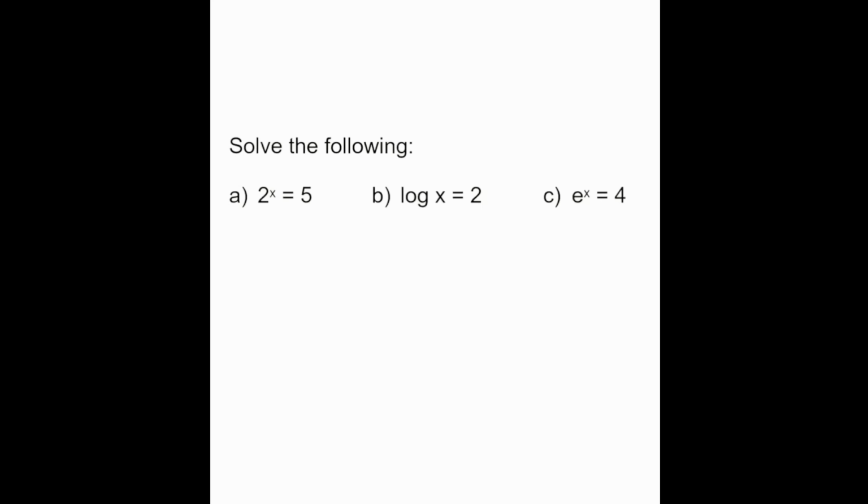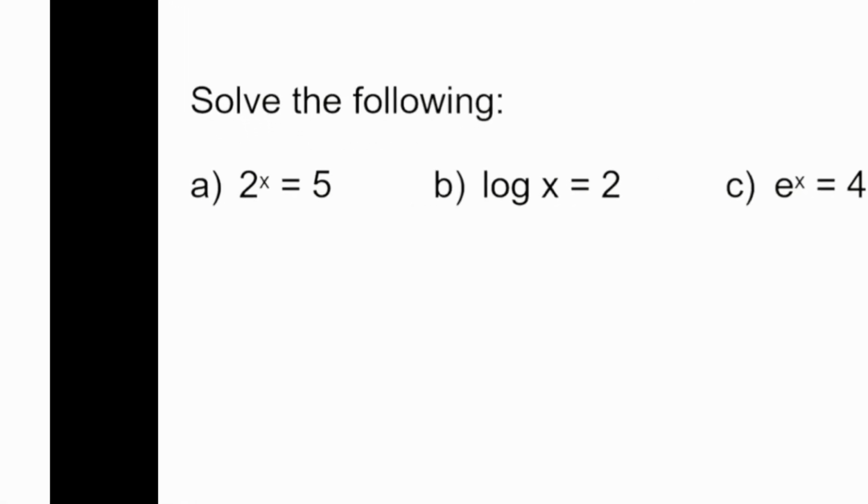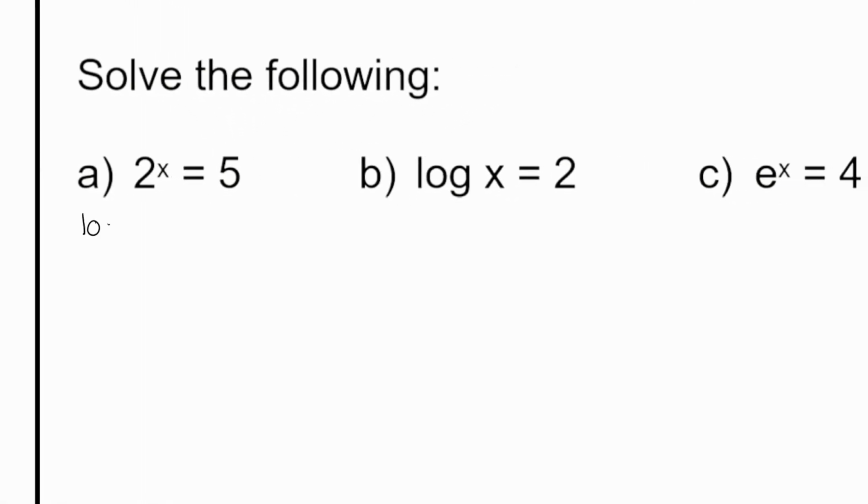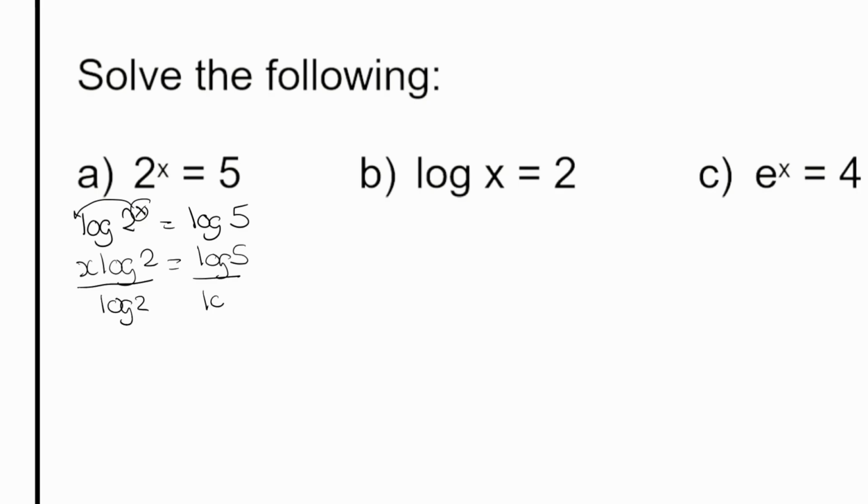So let's do that. Let's take the log of both sides. So I will take the log of 2 to the power of x is equal to the log of 5. Now we can bring that power down to the front and we get x log 2 is equal to log 5. Now it's a little bit easier for us to solve for x. We can divide both sides by log 2. That leaves us with x is equal to log 5 over log 2.